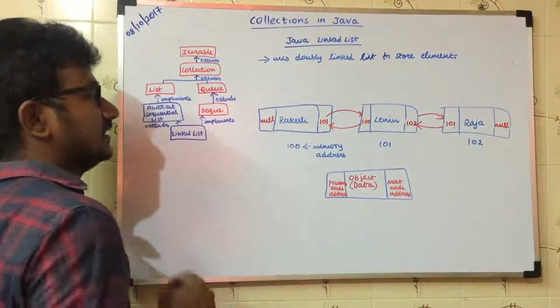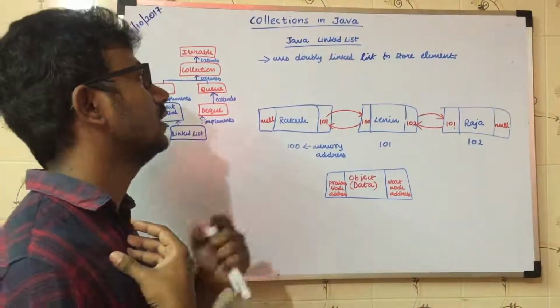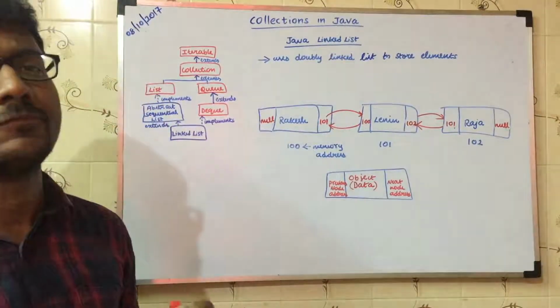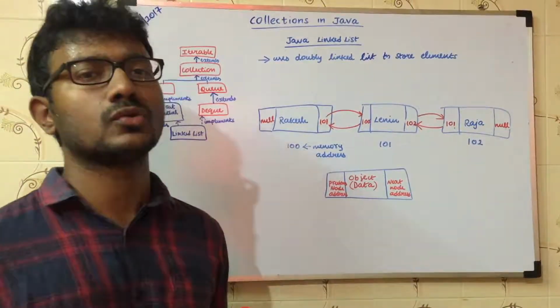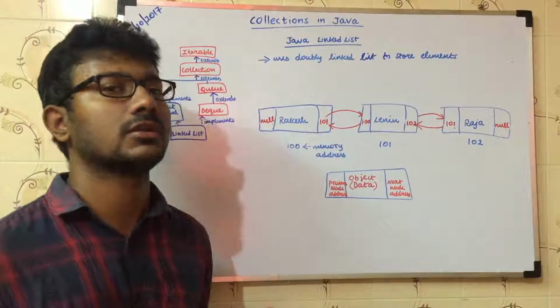So this is the general brief description about the doubly linked list data structure. If you want it in detail, please comment. I will try to make videos for that also.